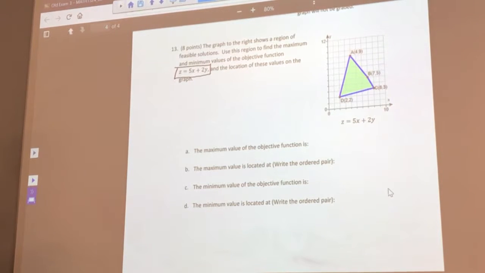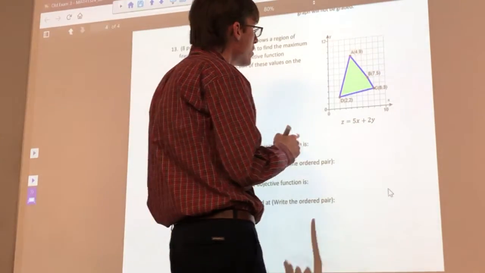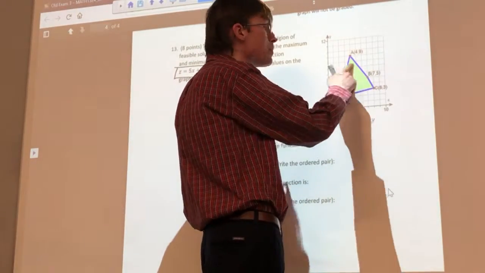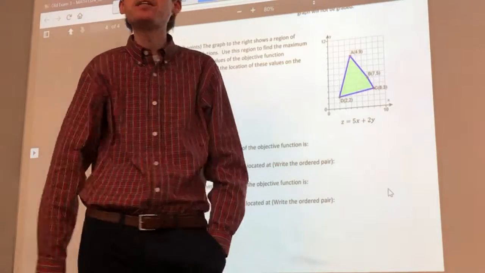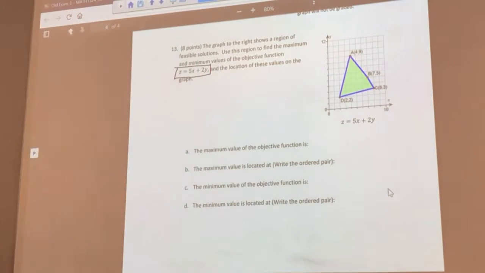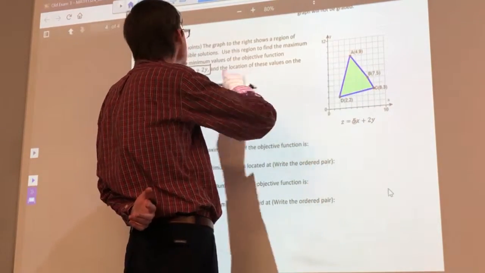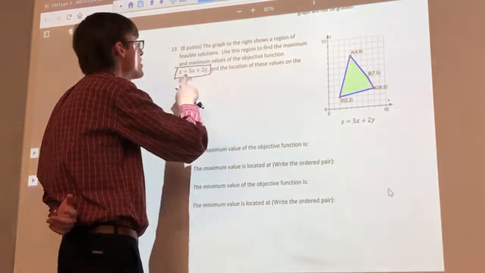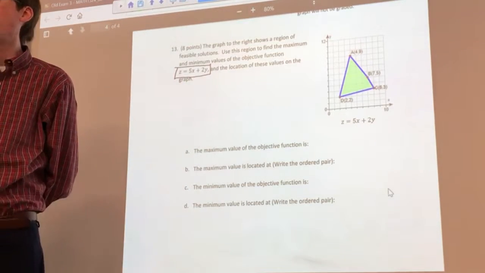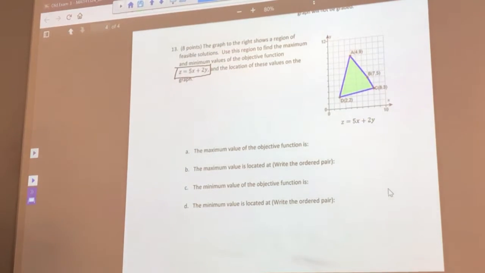And so the strategy is, well, there are infinitely many points in here. Do we want to do this infinitely many times, or do we want to focus on just certain numbers? What was the question? So we want to find the maximum and minimum values within this region for this function. How are we going to do that? Plug in the corner points. Plug them into that equation.